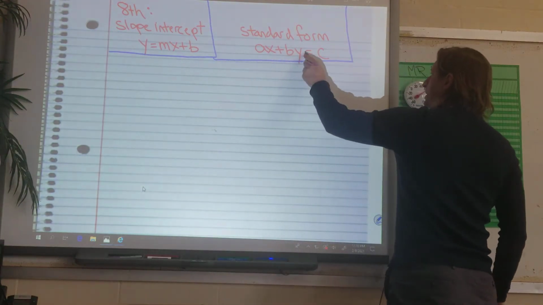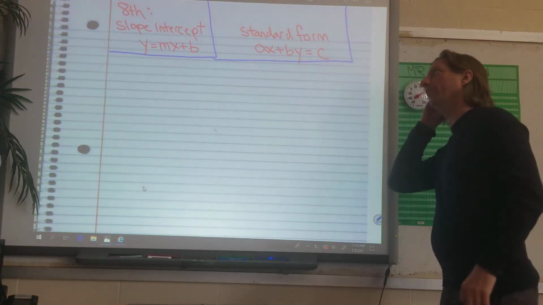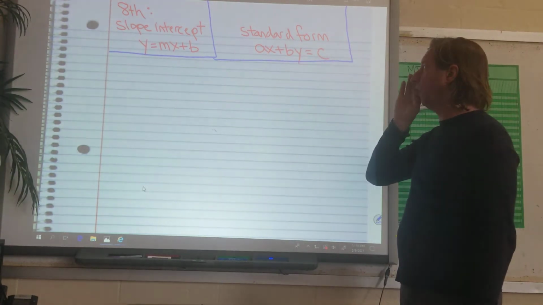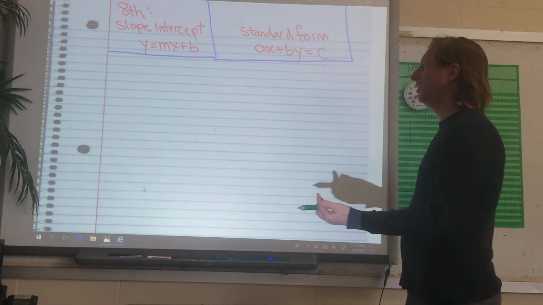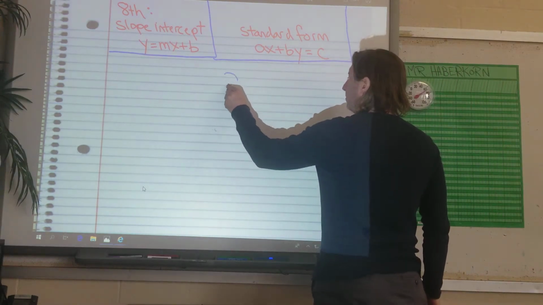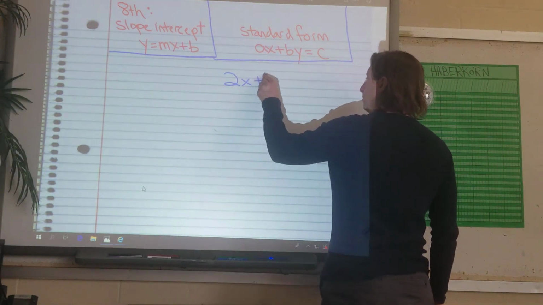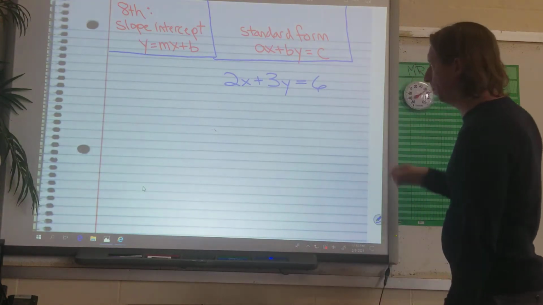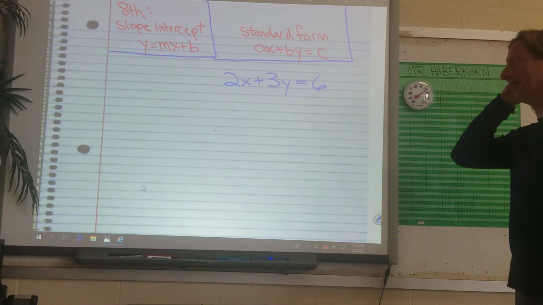ax plus by equals c. This is called standard form. And you aren't going to ever see these letters a, b, or c in there. That's just kind of holding the places. So you're going to see something that looks more like this. All right, 2x plus 3y equals 6.